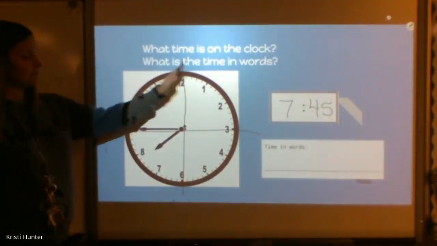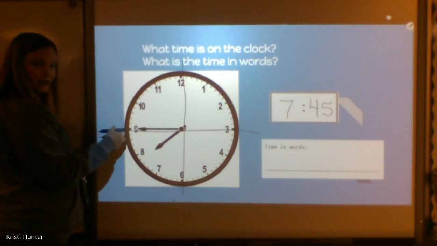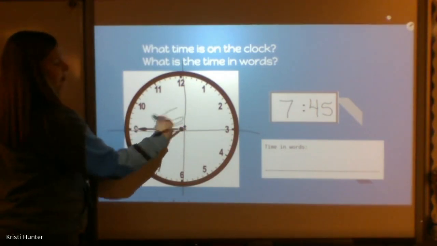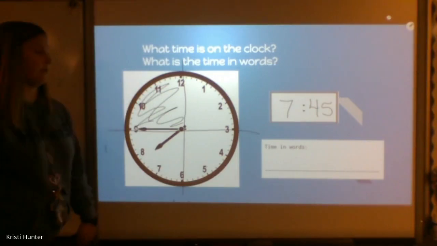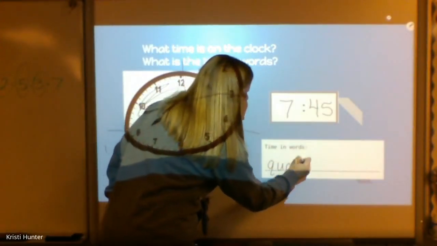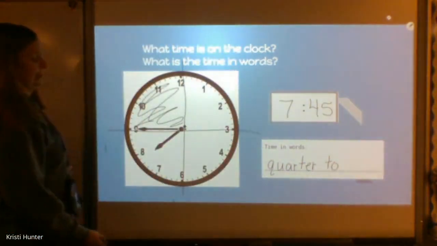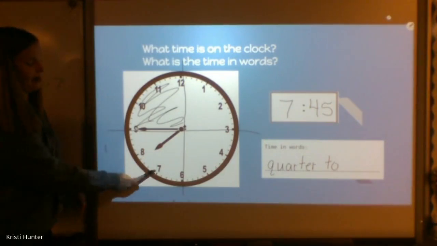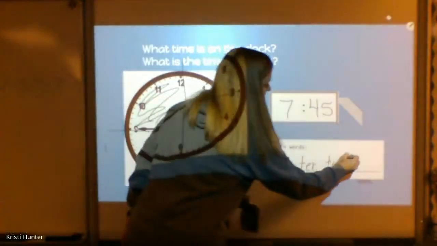Our clock is broken into 4 pieces. If it's touching over here, then we have another quarter to go till we're at our next hour. So we're going to call this a quarter to, it's 7 o'clock right now. What hour is it getting ready to be? It's getting ready to be 8.